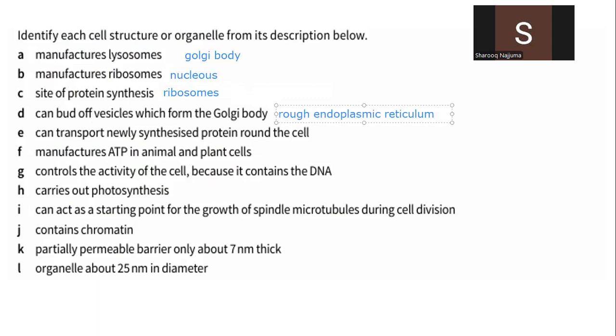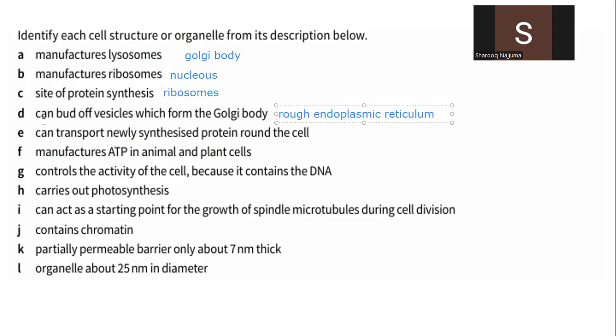Someone could ask, can't I just write RER? Yes, you can, but I've seen sometimes in the mark scheme where they say ignore RER if a student has written RER, and an examiner is told to ignore. So if possible, just write the whole word, rough endoplasmic reticulum.